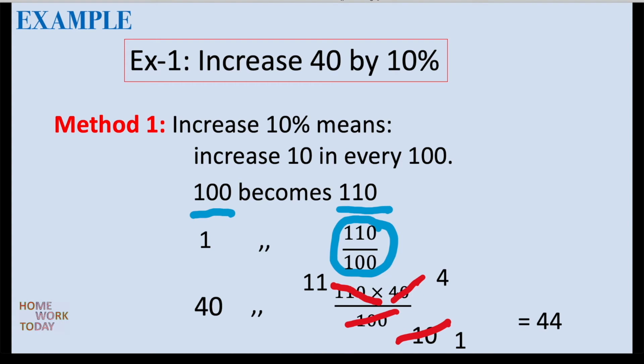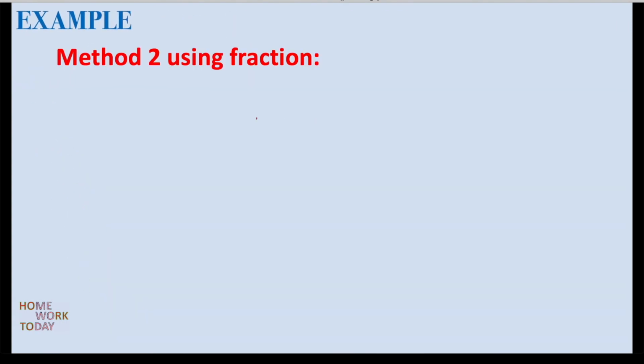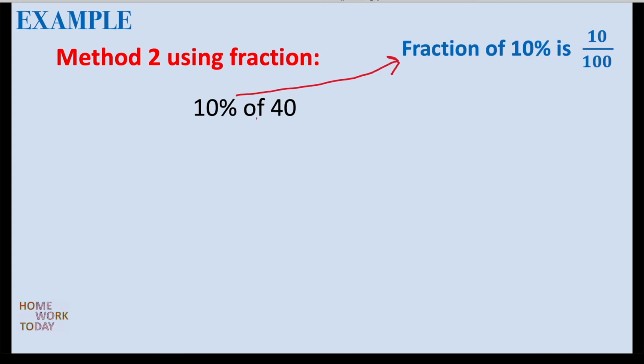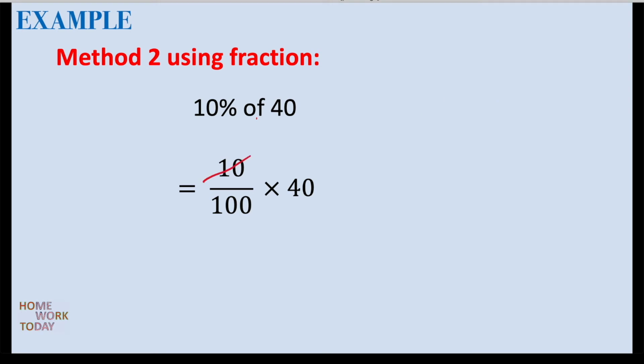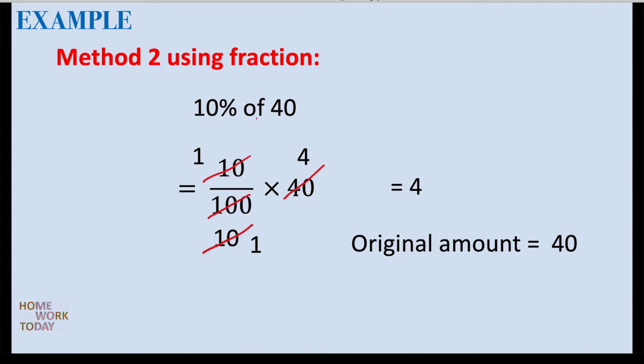Let's use method 2 using fractions. So we'll find 10% of 40. So 10% as a fraction is 10 over 100. So we write 10 over 100 multiplied by 40, because of means multiplication in mathematics. Now simplify it. 10 divided by 10 is 1. 100 divided by 10 is 10. 10 divided by 10 is 1 and 40 divided by 10 is 4. So you get 4. So original amount is 40. Now increased amount we got is 4. Now total new amount is 44.